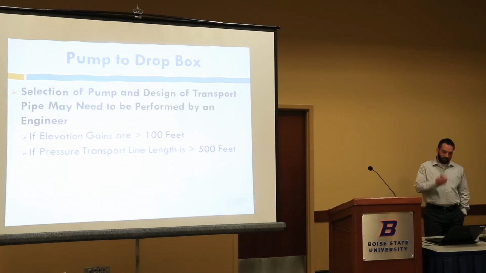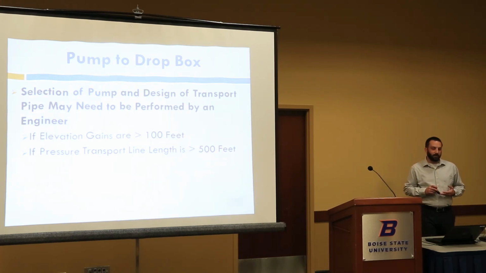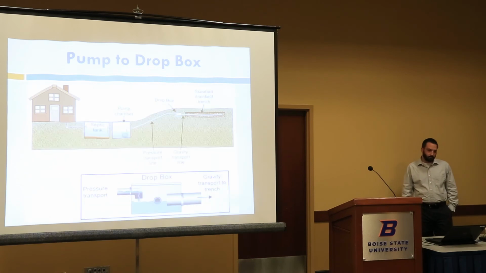And then, we just kind of briefly touched on it, but the selection of the pump and design of a transport pipe may need to be performed by an engineer if the elevation gains are greater than 100 feet or if the pressure transport line length is greater than 500 feet. So either of those criteria trigger requirements of engineering. And that is new. That's something that came in last year. That's one of the big changes.